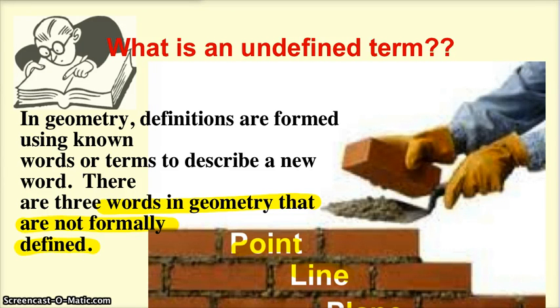What is an undefined term? In geometry, definitions are formed using known words or terms to describe a new word. There are three words in geometry that are not formally defined. They are point, line, and plane.